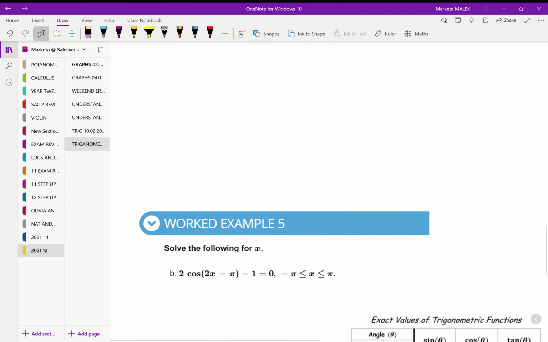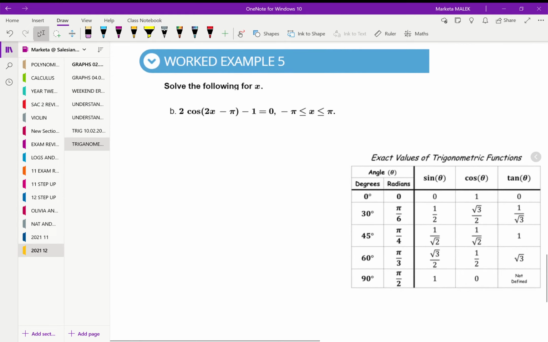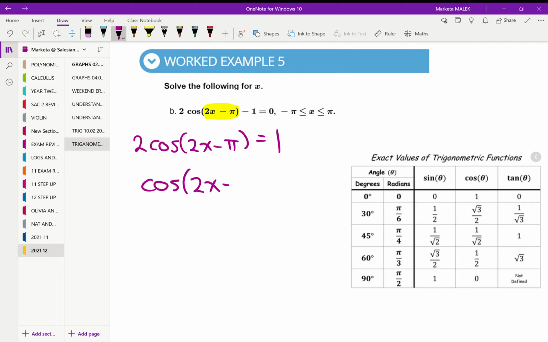So there's one more, and this is a cos one, and this one's a little bit more tricky, because cos 2x minus pi is a lot more convoluted than just cos x, for example. So let's see, I'm going to undo the equation as per usual. So I'm going to have 2 cos 2x minus pi equals 1. So I've added 1 on both sides, and then cos 2x minus pi equals half.